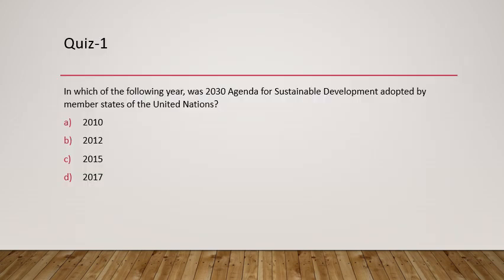So the first question that I have, which is very straightforward, and it's more of an information based question, is asking, in which of the following year was 2030 agenda for sustainable development adopted by member states of United Nations? So sustainable development has been the focus during recent years, as I have already said in my video. So basically in 2015, this was something which was started. So answer for this question becomes C.